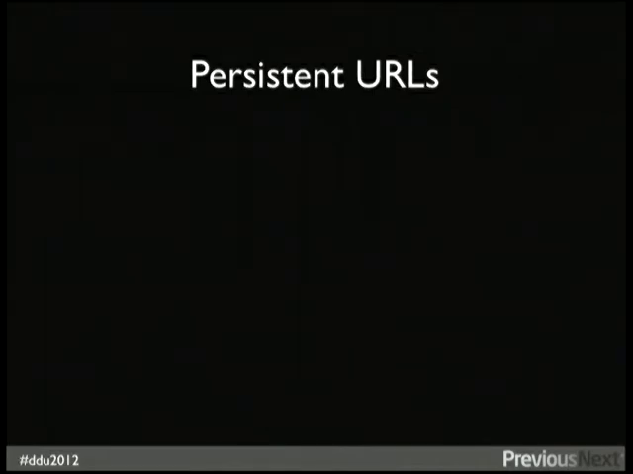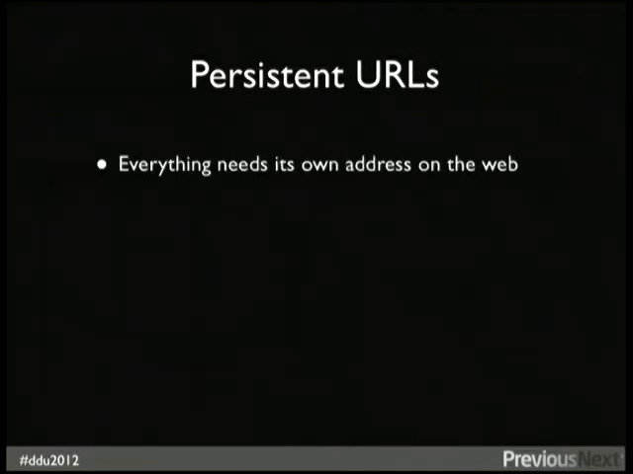And one of the key things is that we need to have persistence in URLs so that when somebody links to that content, it still exists tomorrow, the next day, and in the future. So essentially, everything needs to have its own address, and that address should not change.